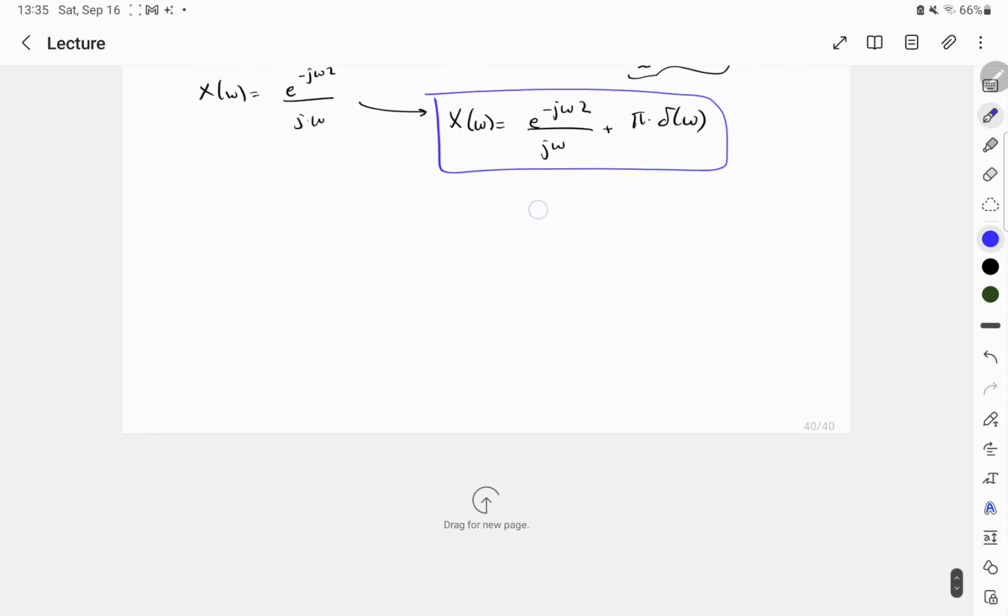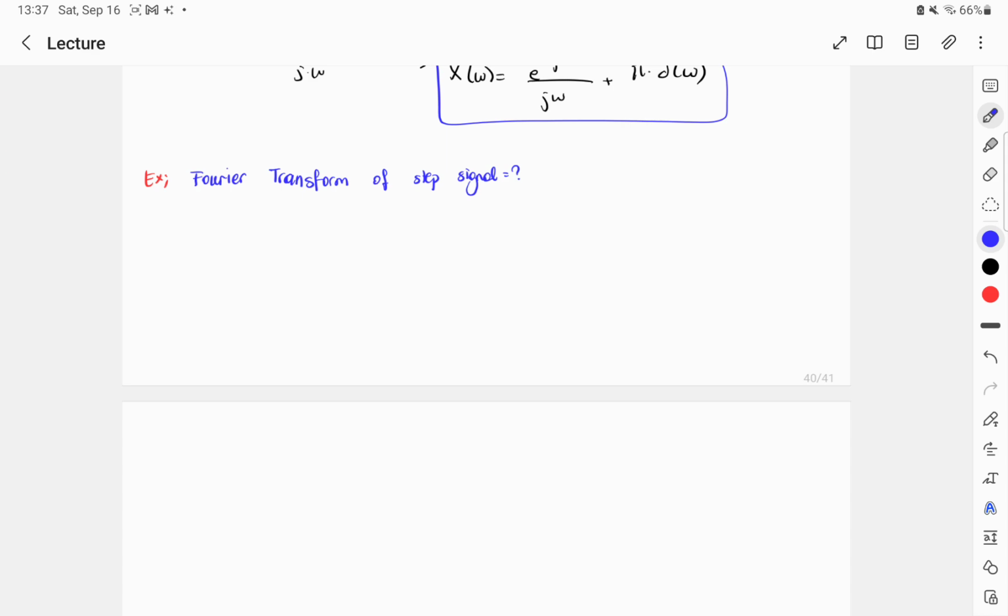Now let's continue with our examples. This time our example asks us to find the Fourier transform of a step signal, which is just this, right? Let me show it. Which is just this. It seems pretty basic and easy. However, it's not as it seems. Let me show you the reason.